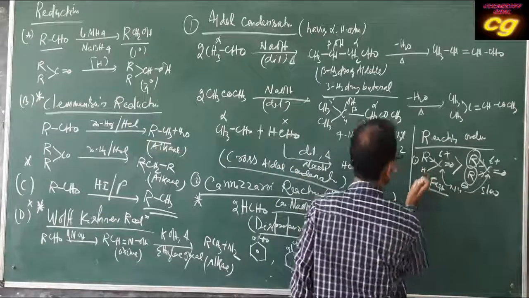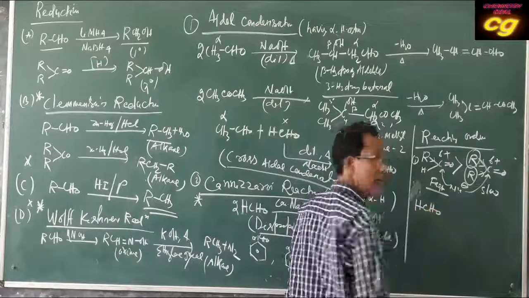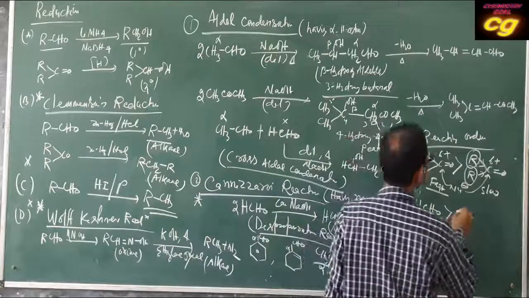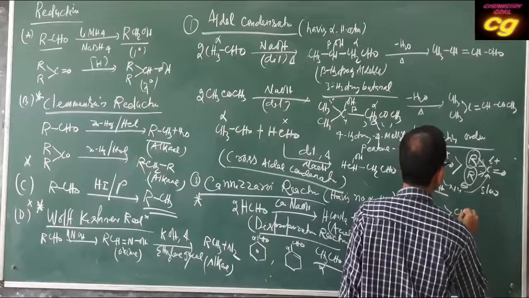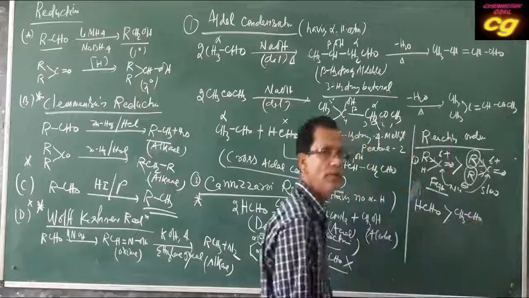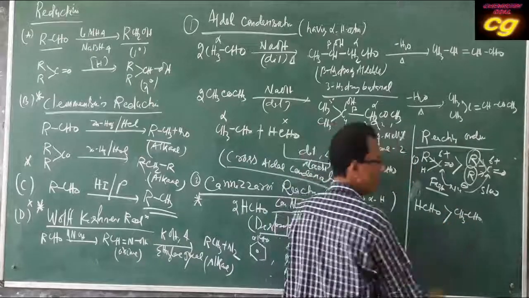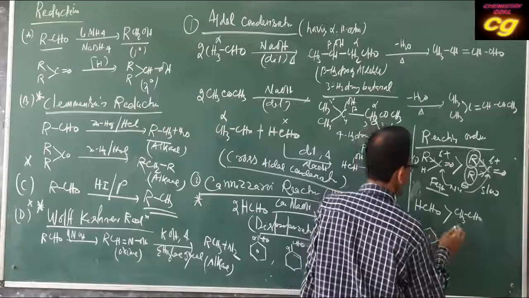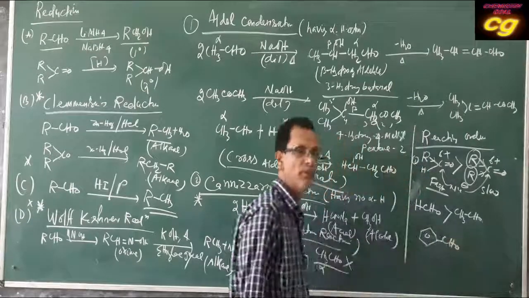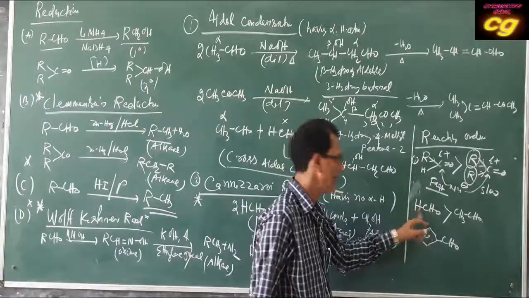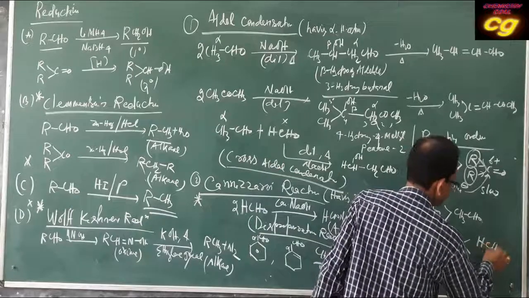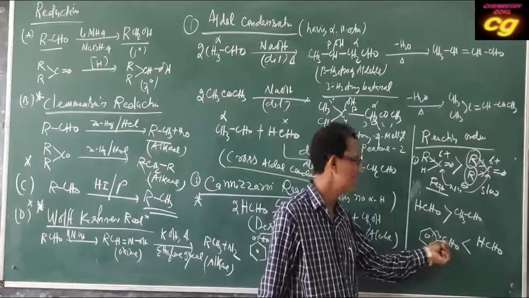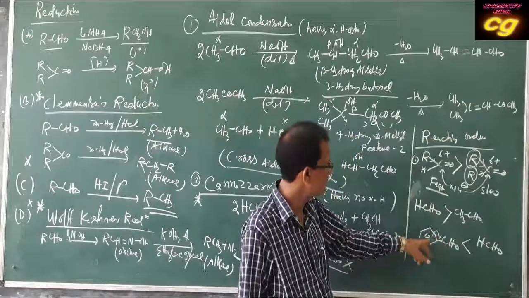If you compare the reactivity, formaldehyde will have the highest reactivity. Then acetaldehyde will be less reactive compared to formaldehyde. But if you use an aromatic ring, benzaldehyde, C6H5CHO, it will also be less reactive than formaldehyde, because it has resonance and supplies electrons towards the carbon. When it supplies electrons towards the carbon, the partial positive charge will be less. That's why it is less reactive than formaldehyde.